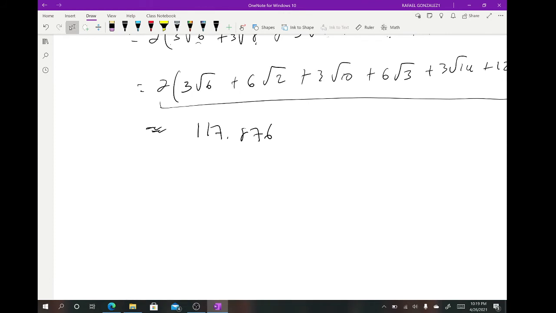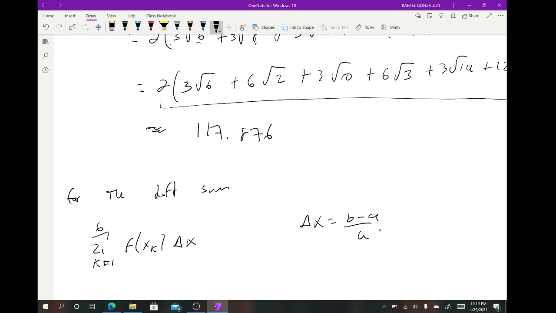Now, if you were to do this for the left side, for the left sum, then what we have is the following. We have the sum, again, k equals 1 to 6 of f of xk times delta x. Now, notice that delta x is still the same. It's b minus a over n. So that's not changing. That's still going to be 2.